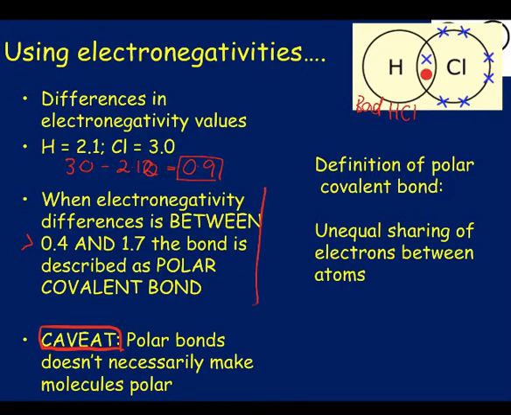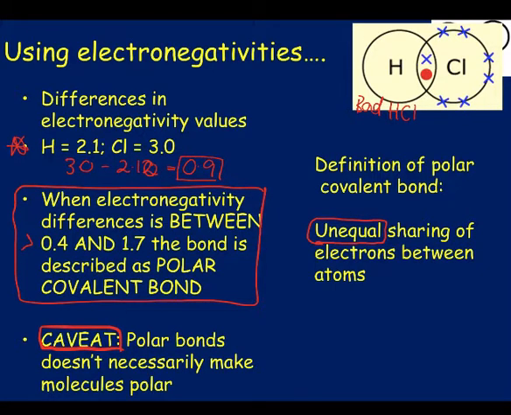So this is a rule, you have to know it. We now have a definition of a polar covalent bond, and that is unequal sharing of electrons. So the fact that we did this tiny piece of maths over here gave us a number, and that number now tells us that there is unequal sharing of electrons between atoms.